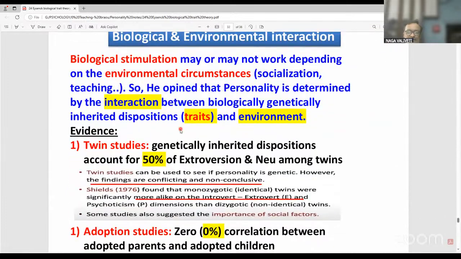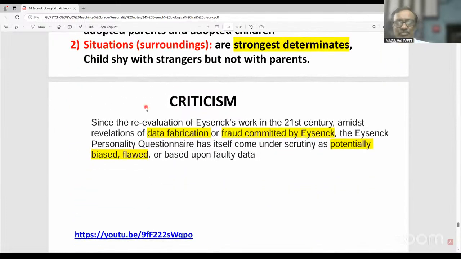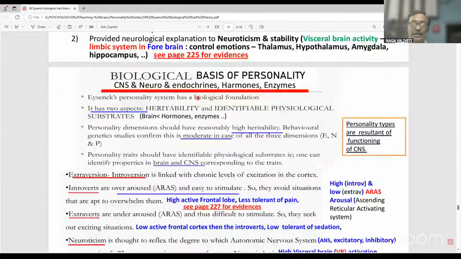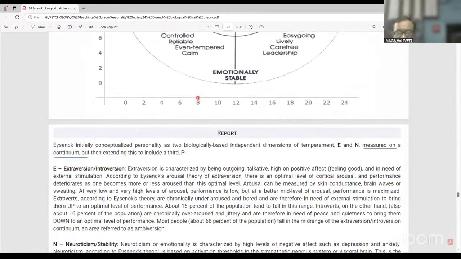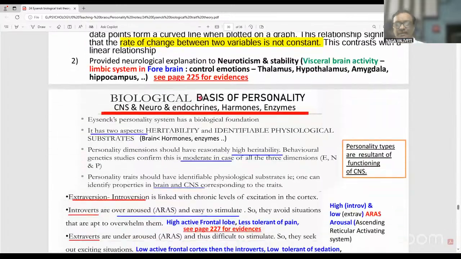So biology certainly influences. We cannot take biological stimulation alone. Sometimes it will be modified, made high or made low, through environmental circumstances like socialization and teaching. This is what he had given. Very brief, very small one, because the first one took long as I tried to explain the factor analysis and the trends. You need not write in the examination what I briefly gave you. This is only for understanding, because the last three theories are dependent on factor analysis.